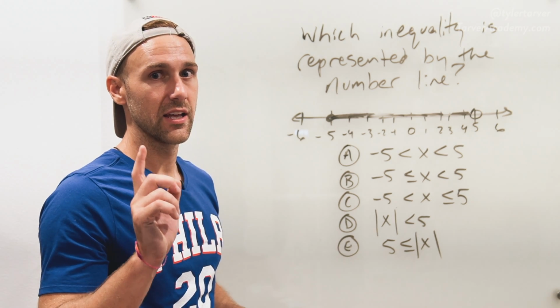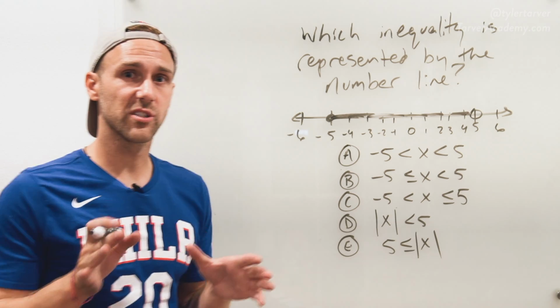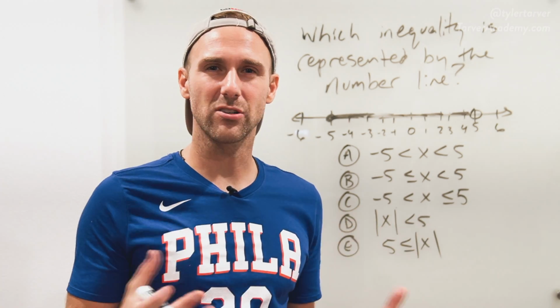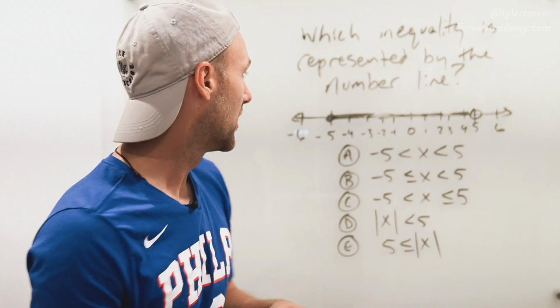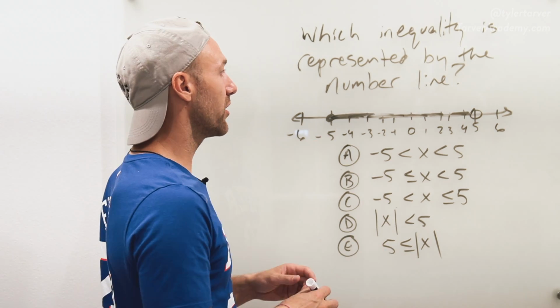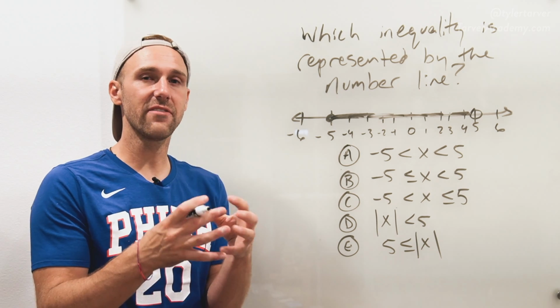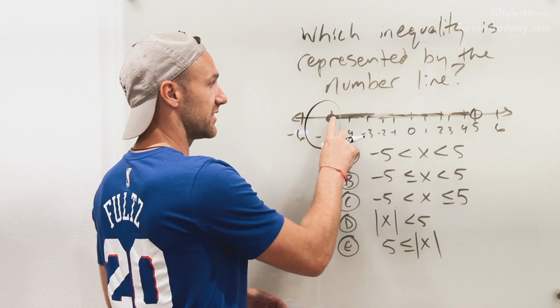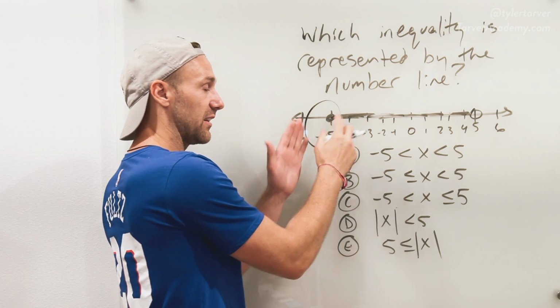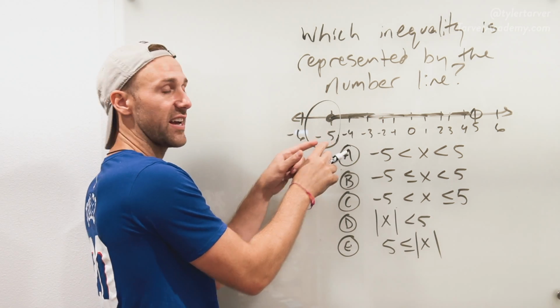Ready? Cool. Okay, so let's work this problem together. I'm gonna show you there's a lot of different ways to analyze this, but I'm gonna show you my way, which I feel like is the easiest route. So first thing I'm gonna do is look for the key features of my number line, okay? So I know that the lowest number I'm gonna have is -5.